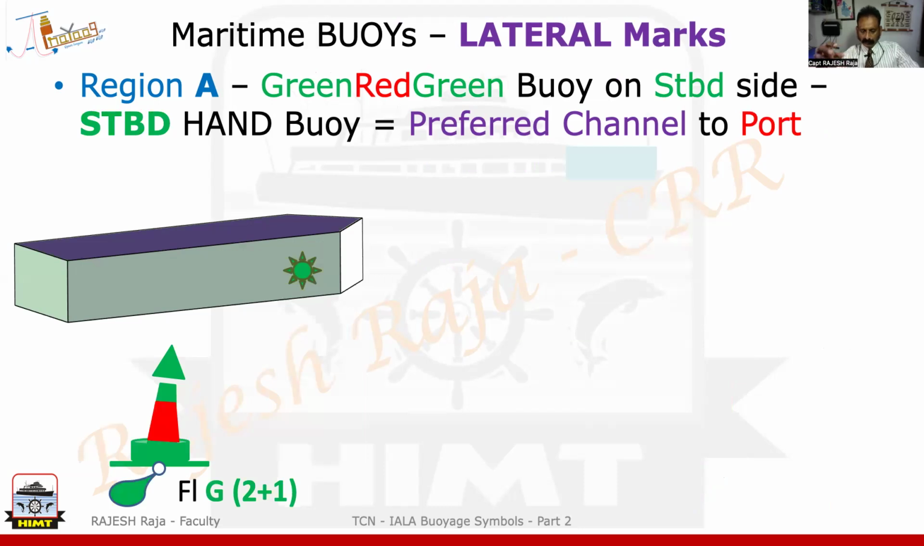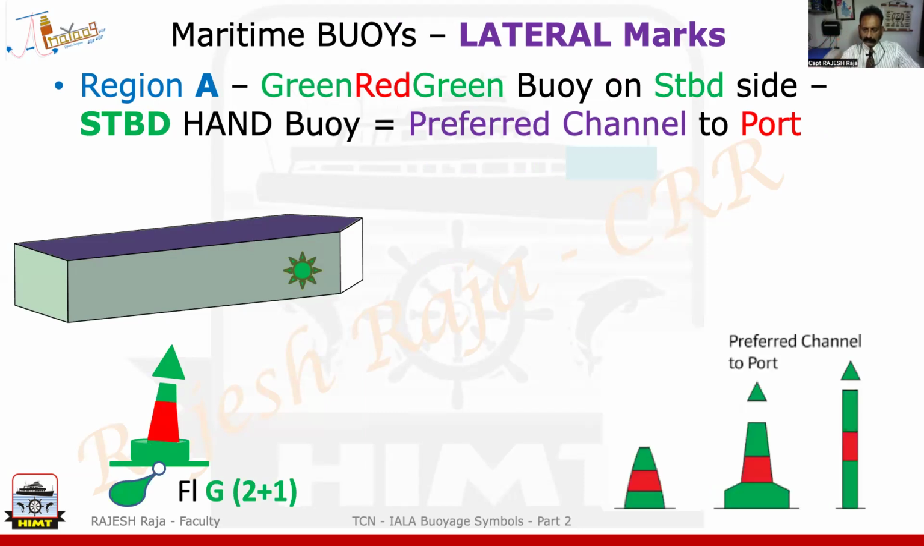I'm having a buoy on my starboard side. Starboard side in region A is majority green color. You can see green and a red band. Top mark is cone, flashing green 2+1 for you. And this is what is preferred channel. It is called preferred channel to port. Why? Because this buoy is on my starboard side. So for me, preferred channel is to port.